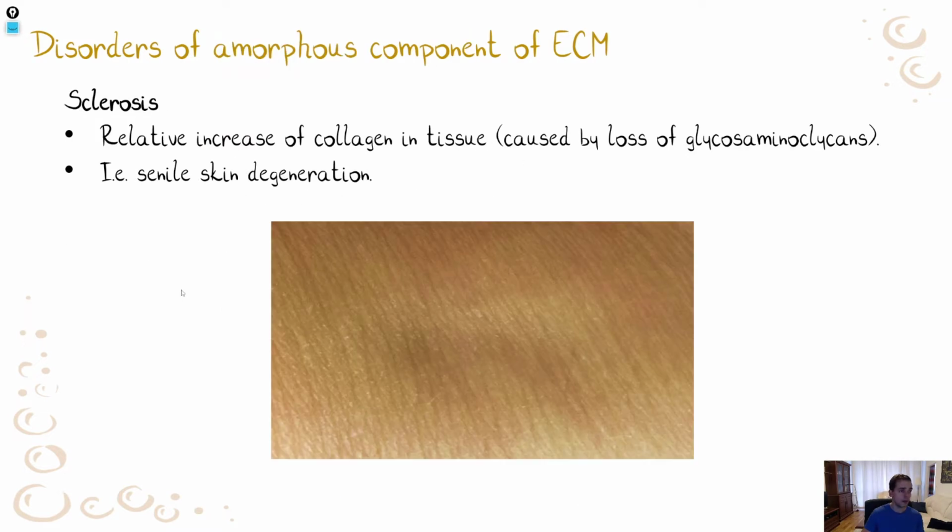So it was about the fibrillary component, and now about the amorphous component. Typical example is sclerosis. Sclerosis means relative increase of collagen in tissue. So the amount of collagen in tissue stays the same, but there is a loss of glycosaminoglycans. So it's just a relative increase of collagen. Typical example, degeneration of the skin in old patient. So simple senile skin degeneration.